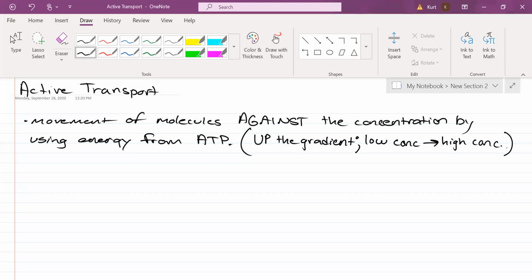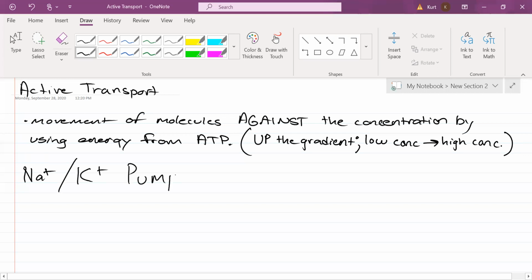This works with light. It works with molecules. It works in either liquid or gas. It's just the movement of molecules to reach an equilibrium. This is the opposite of that. This is active transport. And one of the most popular examples of this is the sodium (Na) potassium pump. And because you see those positive charges, that means that these are ions. The sodium ion, potassium ion, pump.